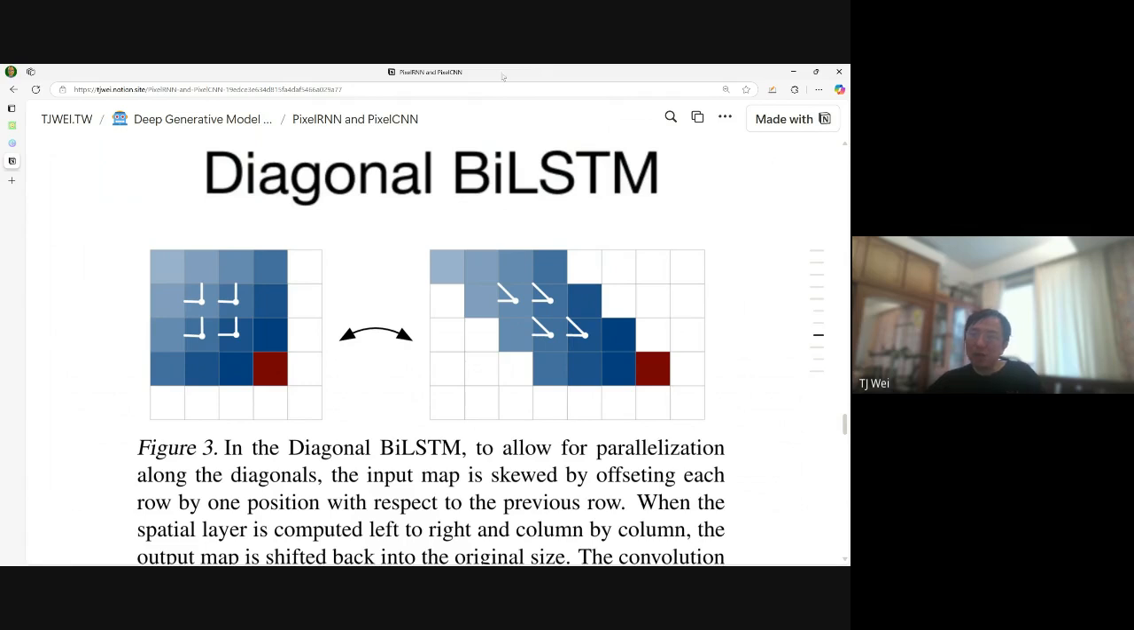So by shifting it like this and doing it column by column, each column is safe to generate. It's safe to assume that when we generate each pixel in the same column, every column on the left-hand side has already been generated. So we are free to access the information of them.